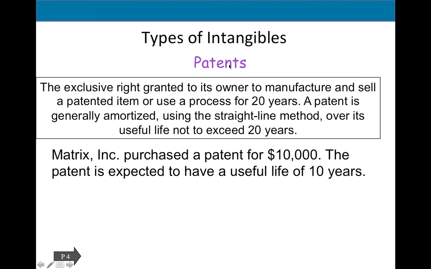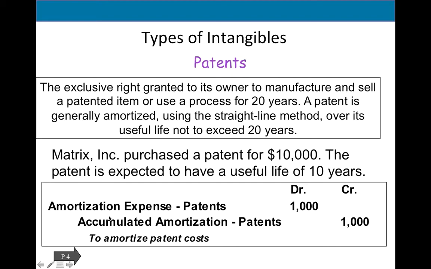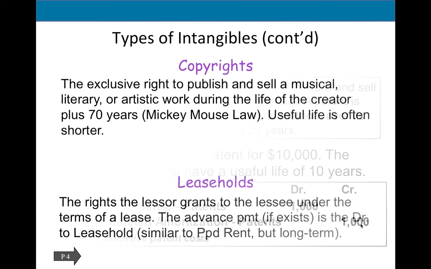So here's an example of the patent, right? So what is the patent? It's a right granted to the owner to manufacture and sell an item for 20 years. So within 20 years, we will amortize the patent. After the patent expires, the salvage value is zero, you cannot resell it. So Matrix purchased the patent for $10,000. The patent is expected to have a useful life of 10 years. So you take 10,000, divide by 10 years. Every year, you record the amortization expense, $1,000, and you credit accumulated amortization, $1,000.